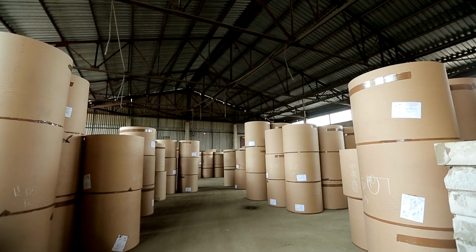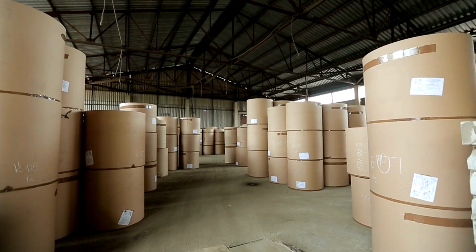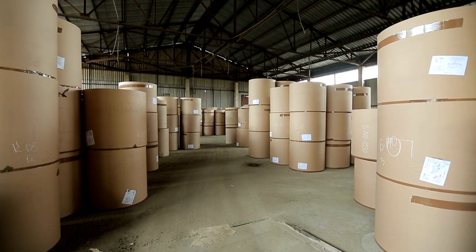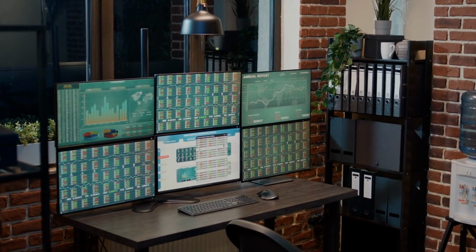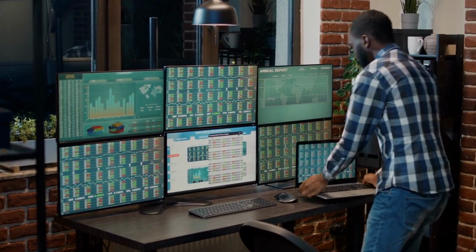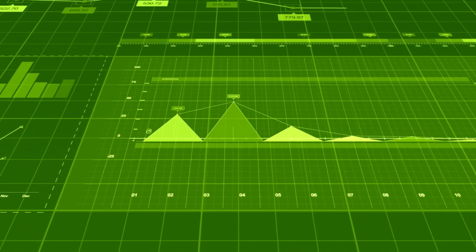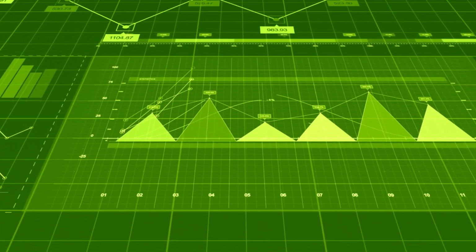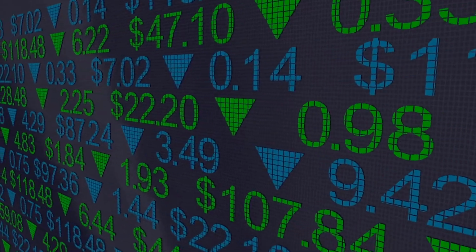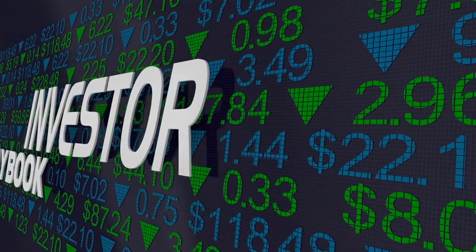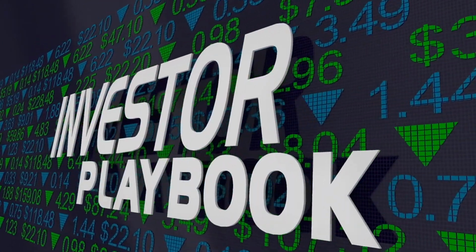Alpaca, Paper Trading API. Alpaca is a commission-free API-first stock brokerage. They offer a paper trading feature through their API, which allows users to test and automate trading strategies. TradingView, Paper Trading. TradingView is a charting platform that also provides paper trading functionality. Users can simulate trades, test strategies, and analyze their performance using TradingView.